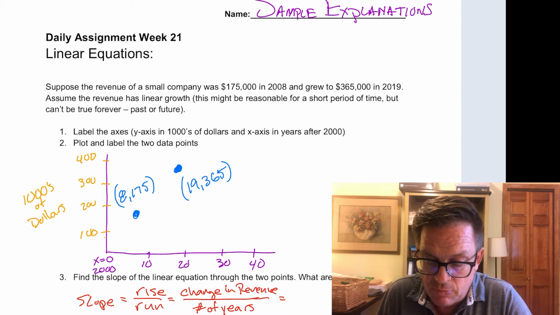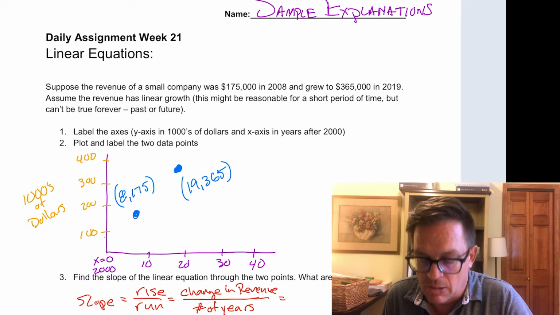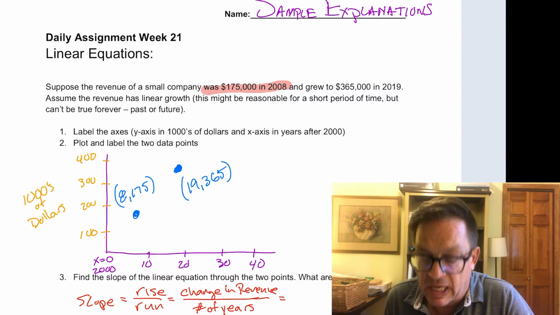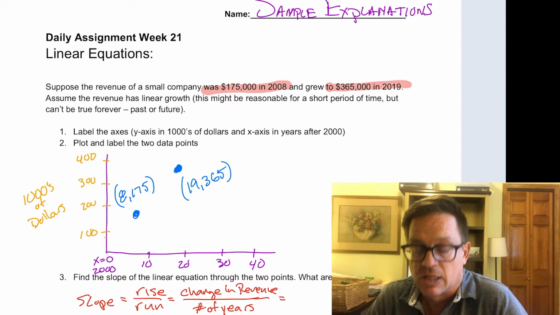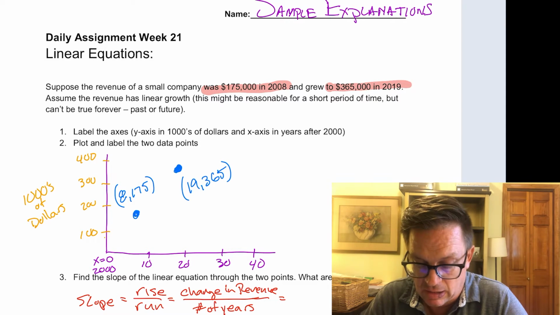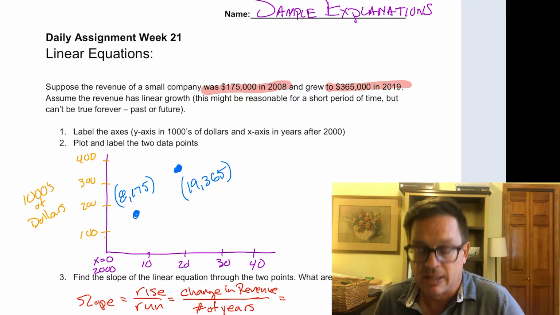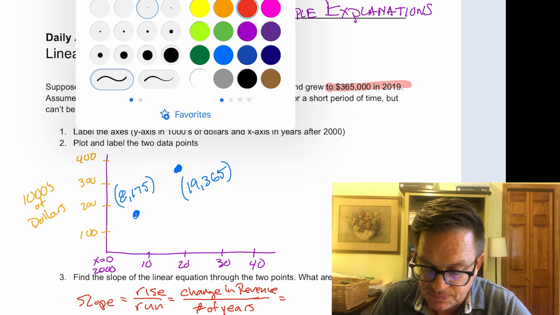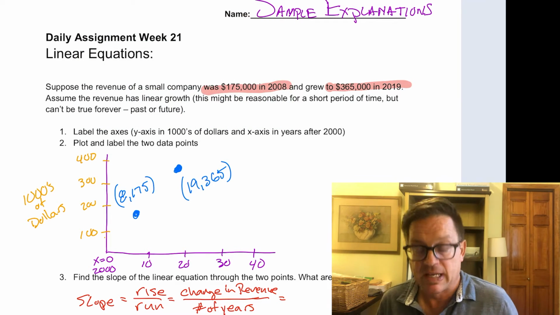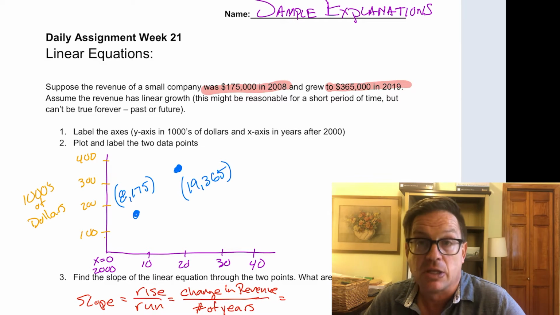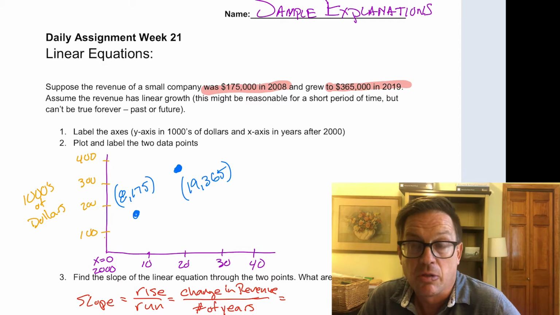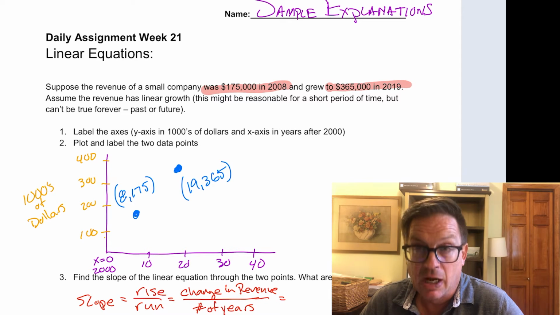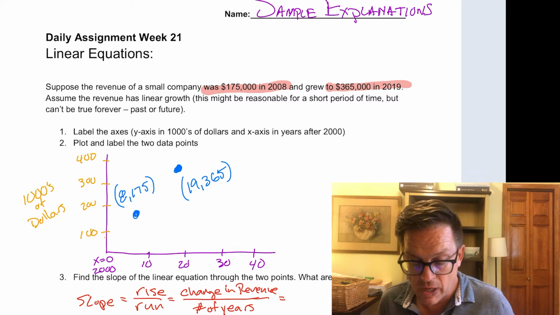So this is the revenue problem that we did, where a small company has revenue in 2008 of $175,000 and it grows to $365,000 annually in 2019. So I asked you to plot that on a set of axes, and the vertical axis would be the thousands of dollars, and since we had to go up to the $365,000 range, I chose to go 100, 200, 300, 400 as my scale on the y-axis.